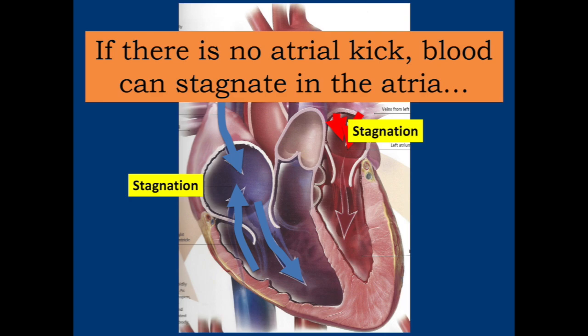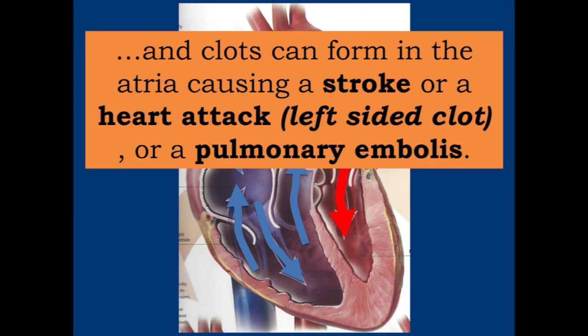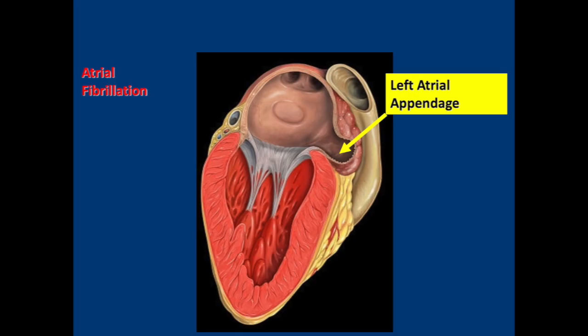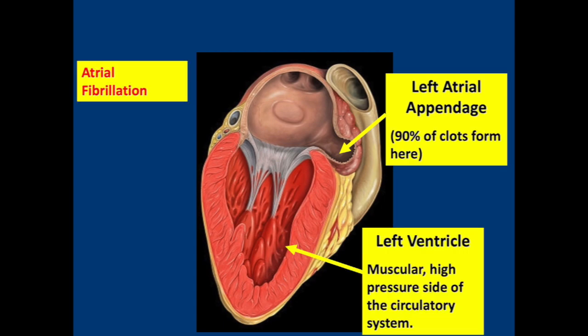Those clots form, and if it's on the left side of the heart, we can have a stroke or a heart attack, or if it's on the right side of the heart, a pulmonary embolus. Most of the clots occur in the left atrial appendage. 90% of the clots occur here. This view also just shows you how darn muscular the left ventricle really is.